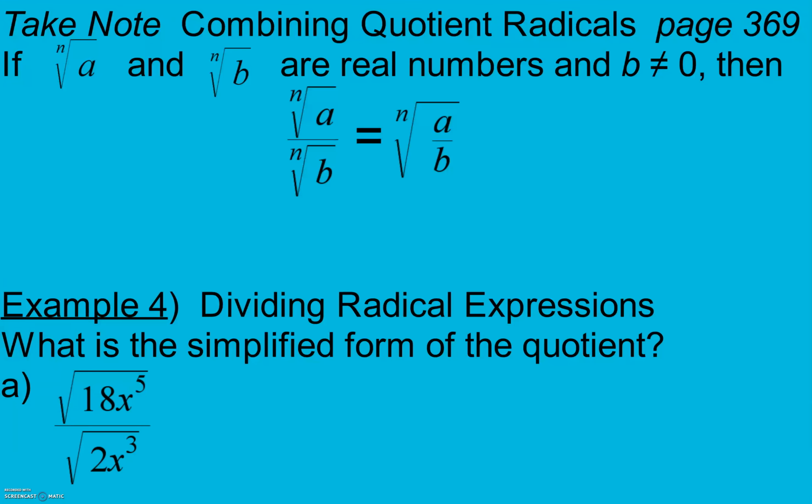We are going to finish up section 6.2 here, starting on page 369 with the take note, combining quotient radicals. Same idea here as it was with multiplying. As long as our indexes are the same, we can write it all as one radical with our radicands divided.